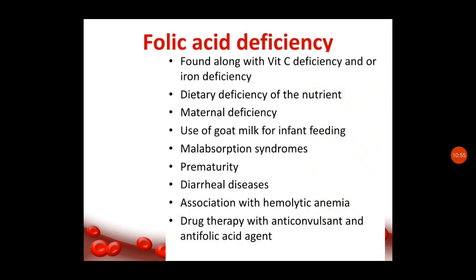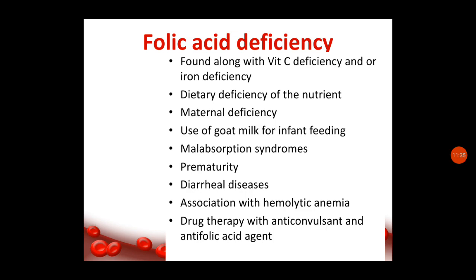Next, we can see how folic acid deficiency happens, what the etiological factors are, and also the clinical manifestations of folic acid deficiency megaloblastic anemia. Usually it is found along with vitamin C deficiency or iron deficiency. So usually folic acid deficiency is found in combination with other deficiency states. Then there can be dietary deficiency of the specific nutrient, and similar to vitamin B12 deficiency, this also can be because of maternal deficiency, especially in a feeding mother.